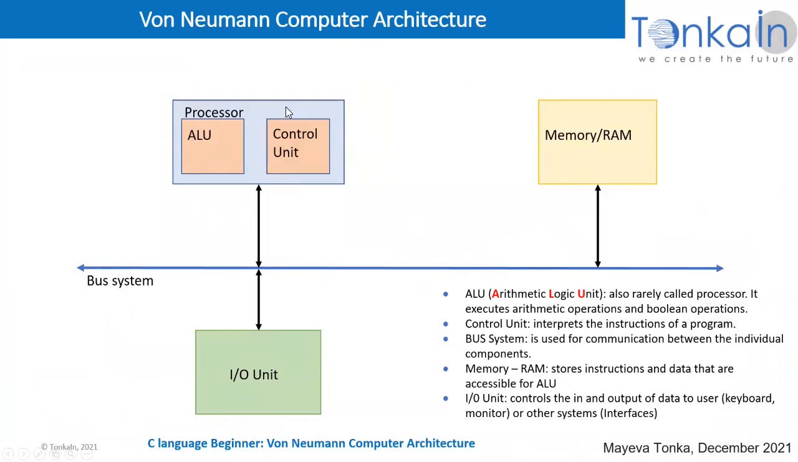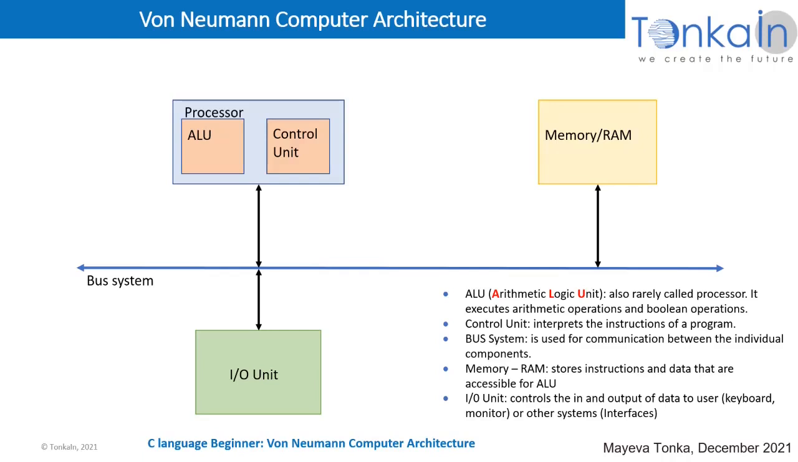As you can see, the processor has 2 units, the ALU and the control unit. So what is the ALU? The ALU stands for arithmetic logic unit and is also rarely called the processor. It executes arithmetic operations and Boolean operations. And the control unit's task is to interpret the instructions of a program.